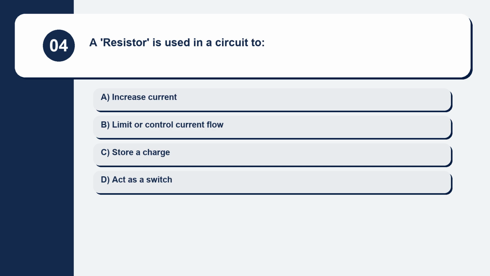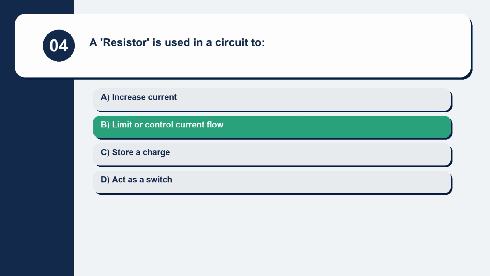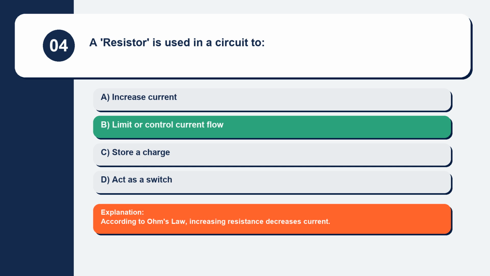Question 4. A resistor is used in a circuit to increase current, limit or control current flow, store a charge, act as a switch. According to Ohm's law, increasing resistance decreases current.